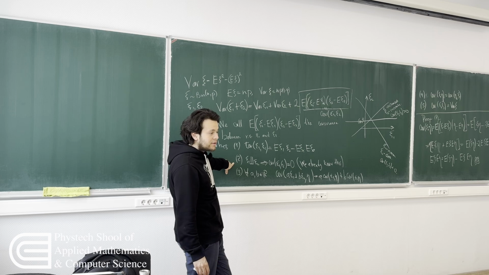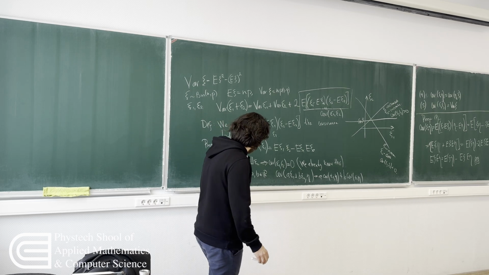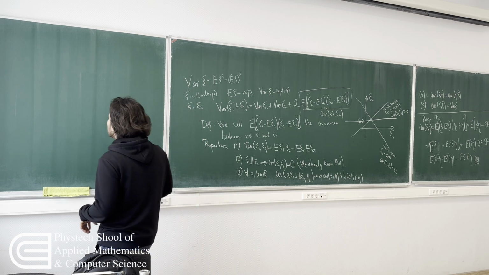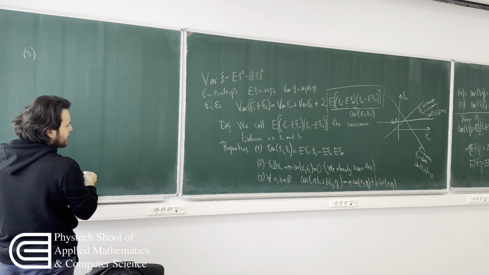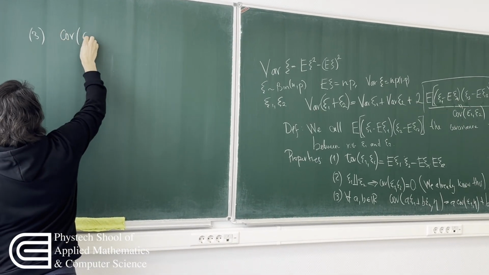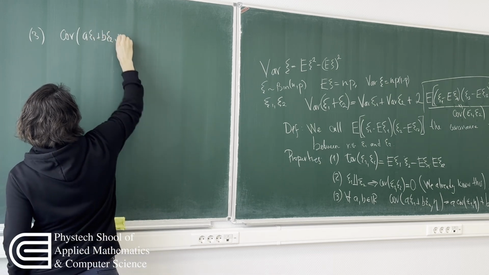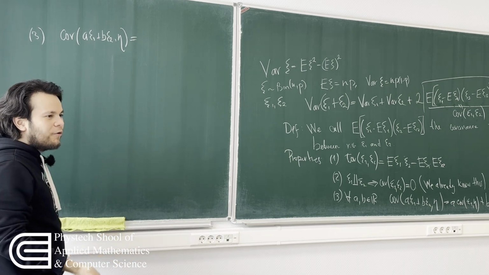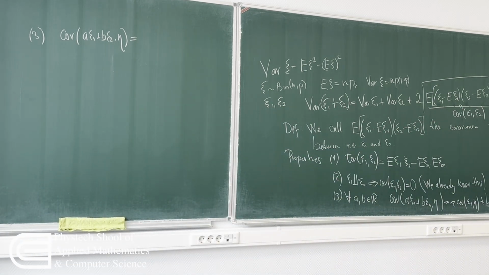Now, the second property, we already know the property with the proof. Now let's prove this one, number 3. So we have the covariance of xi1 plus b xi2 and eta. Well, we just have to write the formula. Let's use this one. I think this one is better to use.